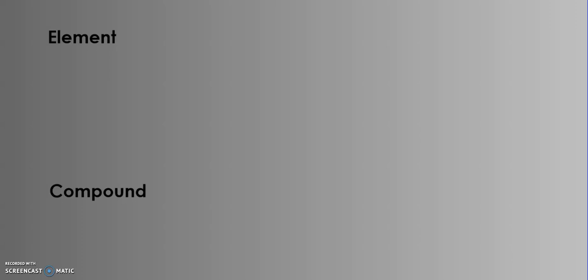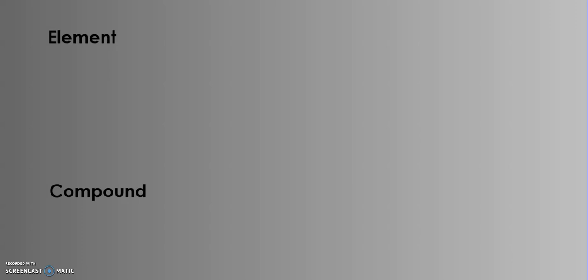This video is on classification of matter. We talked about matter previously being anything that has mass and volume. So it's made up of stuff and it takes up space. So now let's talk about how we can classify it or put it in groups. And there are 4 different groups or classifications for matter. They are elements, compounds, heterogeneous mixtures, and solutions.